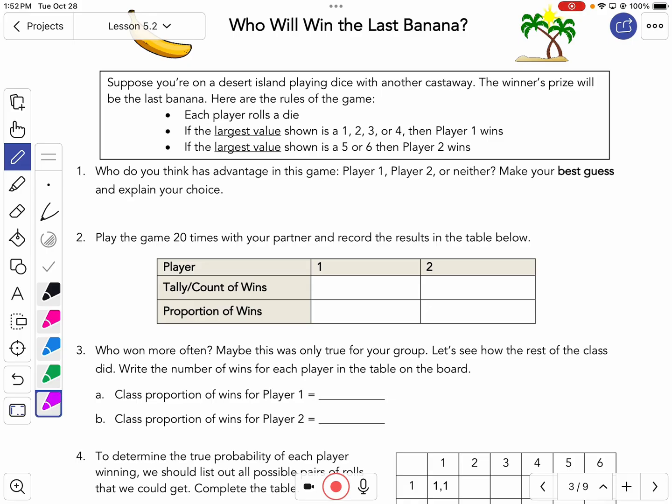So just looking at those, who do you think has an advantage in this game? Player 1, player 2, or neither of them? Player 1. Why do you think player 1, Hannah? So they've got more numbers that they could win with, right? They've got 4 numbers, whereas player 2 only has 2 numbers. So that's what we think, just looking at it. We're going to see if that's true here in just a second.